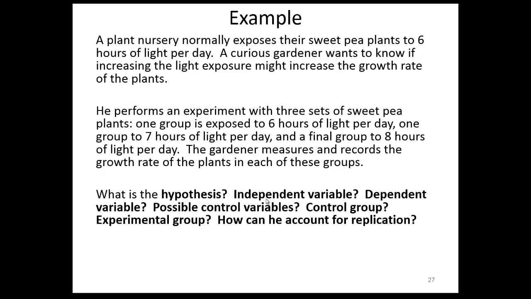The control group then would be the group that is exposed to the normal amount of light. So if we're looking at 7 and 8, that would be higher than the typical 6. So the 7 and 8 would be the experimental groups, and the group that's exposed to the normal amount of light, the 6 hours, that would be the control group. And accounting for replication, he just would want to make sure that he's keeping his variables the same, as far as the same plants, the same soil, the same amount of water, the same type of light, making sure that he can repeat that experiment and not have extra variables coming into play.